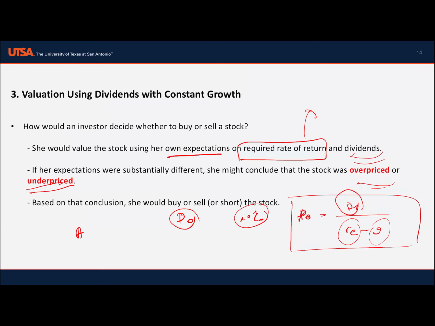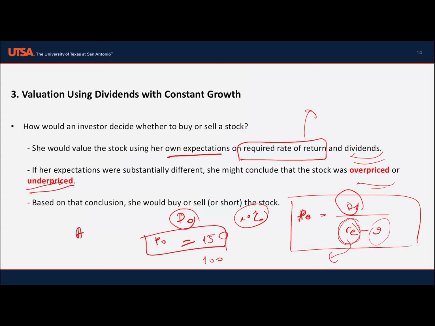So you need some projection for next year or for the future, and also you need to calculate return on equity for a specific stock. Based on your assumption or expectation, let's say you find P0 is 150, but the current stock price is 100.